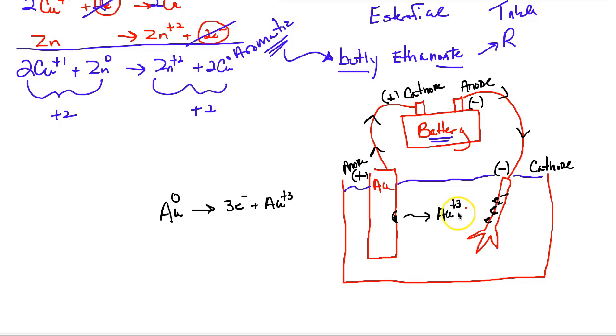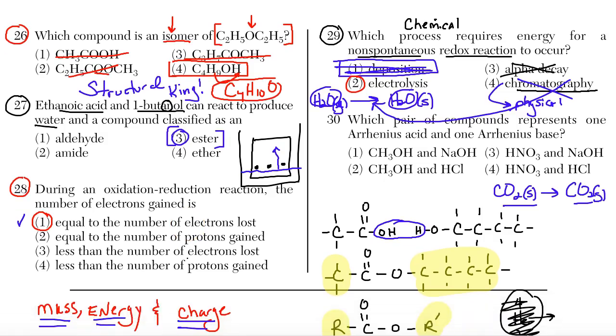Once it oxidizes, this plus 3 is going to move to these 3 electrons and plate and make this electrode bigger. So the battery forces something that normally doesn't occur naturally because it requires energy. Gold does not like to oxidize, so we're forcing its hand by adding the energy. And that's why the answer is electrolysis. So that's why 29 is 2.